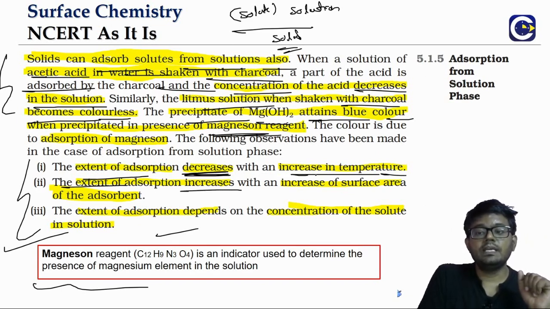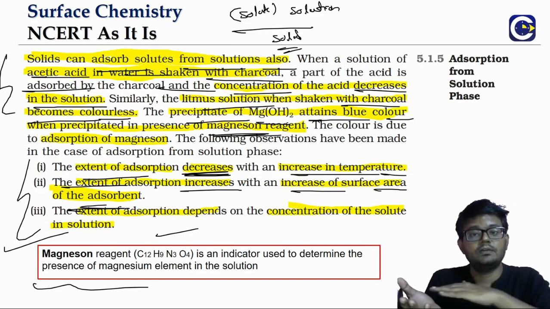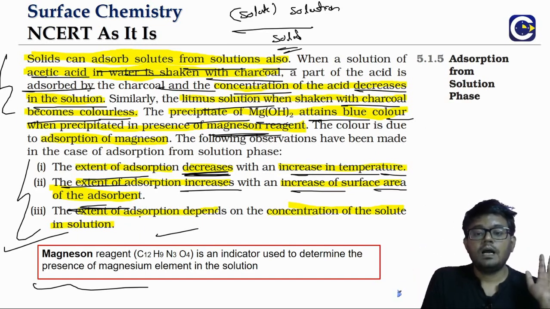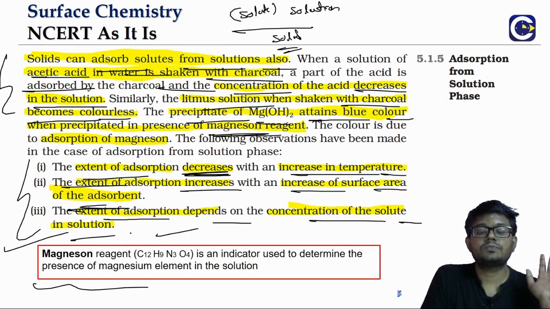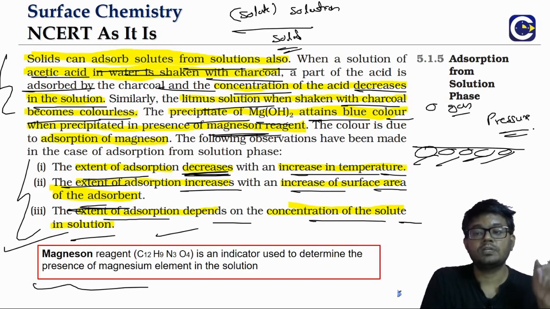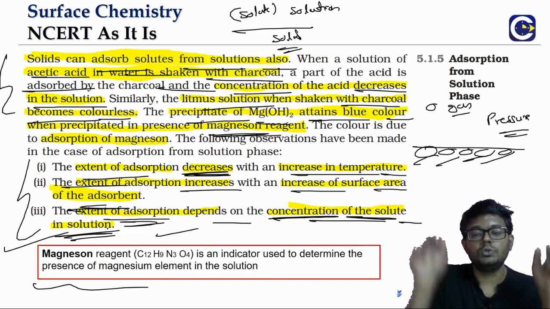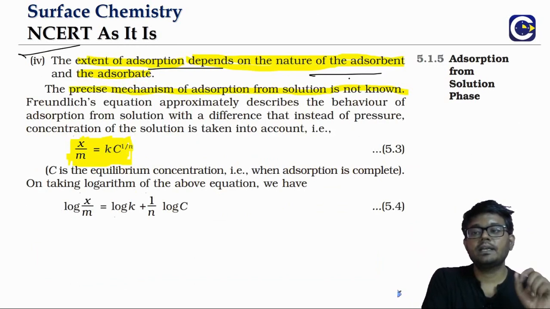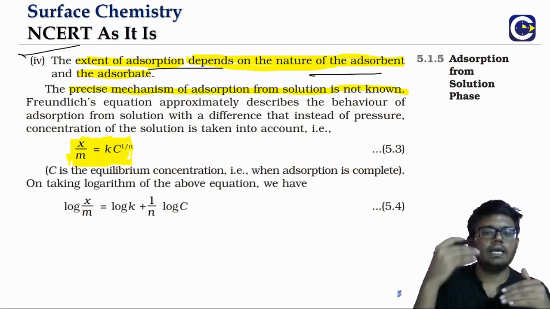And the extent of adsorption will increase with the increase of surface area of the adsorbent. Same as previously, when you increase the surface of the solid, more adsorption can happen. And the extent of adsorption depends on the concentration of solute. Remember previously, we have a solid and gas particles getting adsorbed, and we mentioned there will be a dependence on the pressure. Here the dependency is on the concentration of the solute inside the solution. And also the extent of adsorption will depend upon both the nature of the adsorbate and adsorbent.